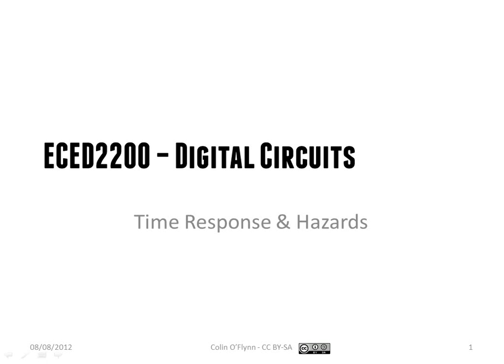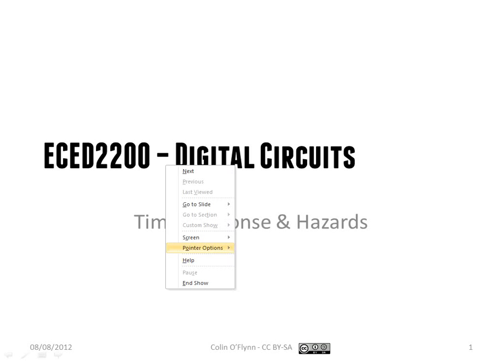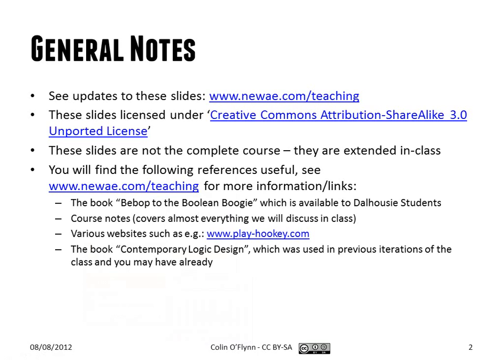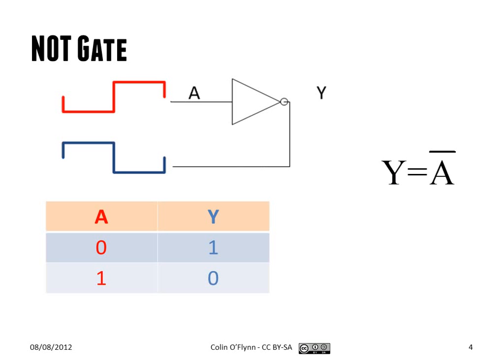So the next thing we're talking about is the time response of circuits. When we were talking about gates yesterday, we had this super simplified diagram that said, okay, for the NOT gate, the output is the opposite of the input. So the input is zero, the output is one. When the input goes to one, the output goes to zero. In reality, this is not the case. This is not so straightforward. There's a bit of a time delay here.